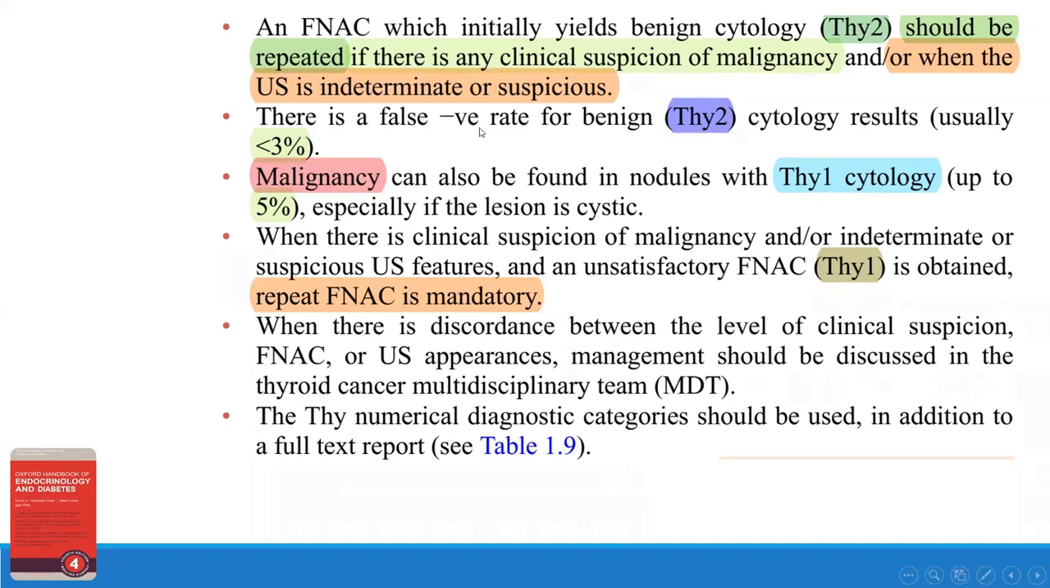Because there is a false negative rate, for site 2 the risk of malignancy is less than 3%. Site 1, what do we mean by site 1? A non-diagnostic sample, for example, a hypocellular sample. In this situation, the risk of malignancy is up to 5%.